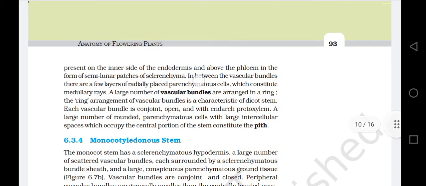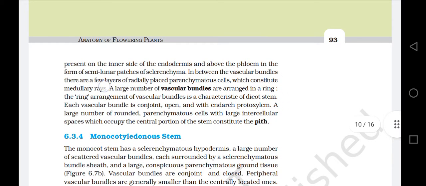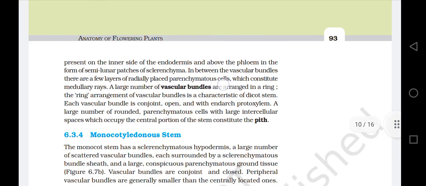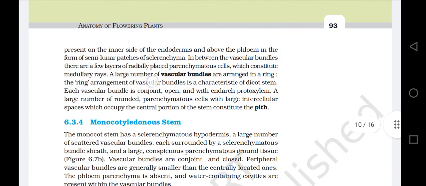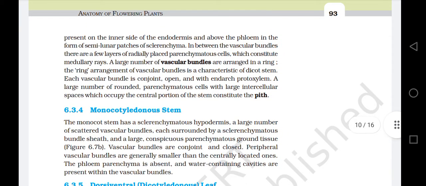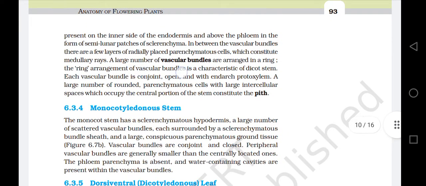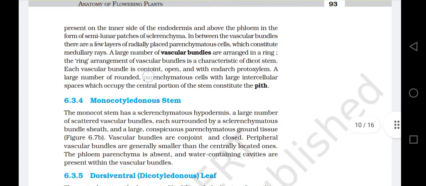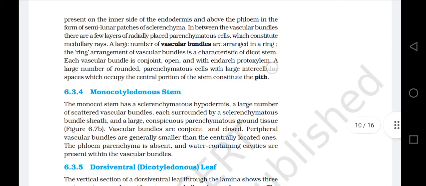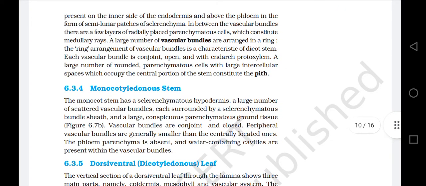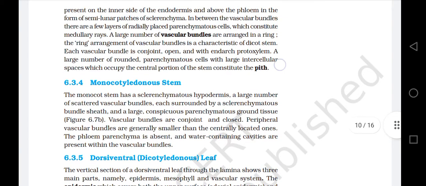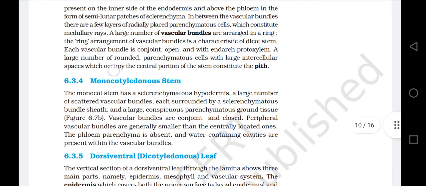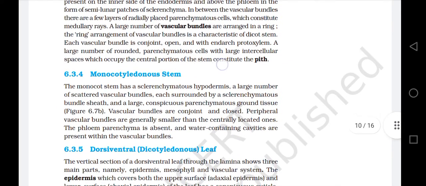In between the vascular bundles, there are a few layers of radially placed parenchymatous cells which constitute medullary rays. A large number of vascular bundles are arranged in a ring. The ring arrangement of vascular bundles is a characteristic of dicot stem. Each vascular bundle is conjoined, open, and with endarch protoxylem. A large number of rounded parenchymatous cells with large intercellular spaces which occupy the central portion of the stem constitute the pith.